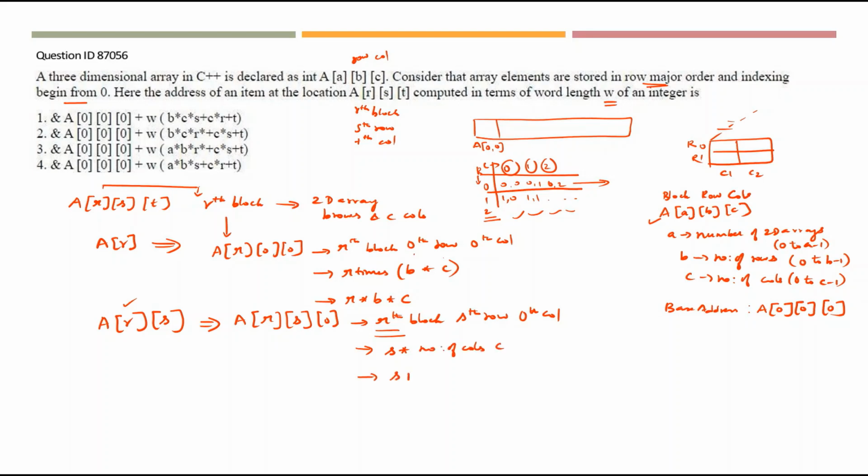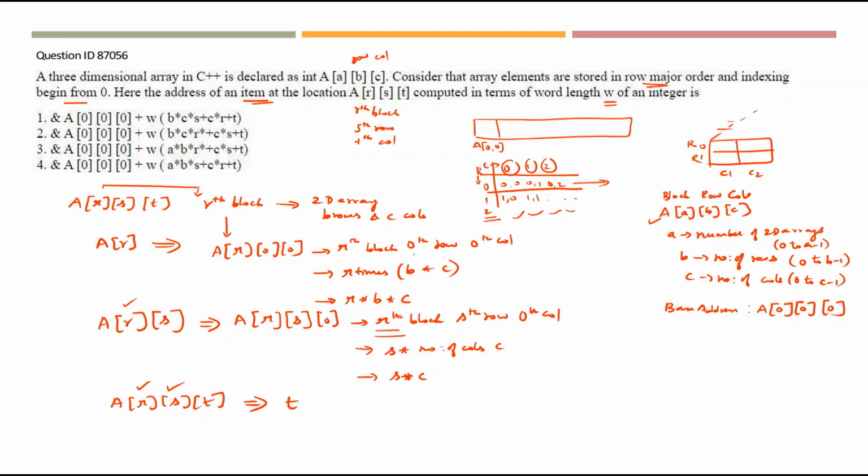So S into C will be taking me to the corresponding row. Now we will have R, S and T. Here we have reached rth block, we have reached sth row. Now we have to find the exact column. If I want to find it in 9th column, I have to skip 8 elements. So I can directly reach T.